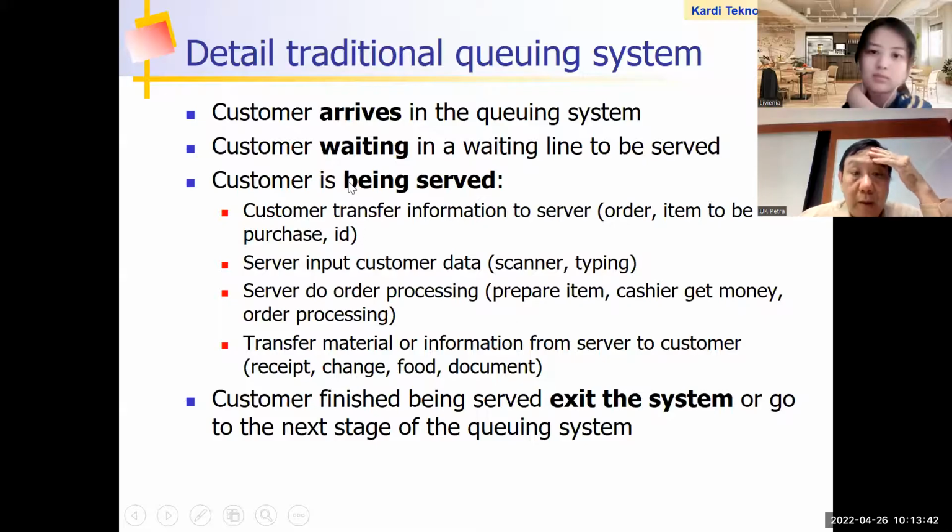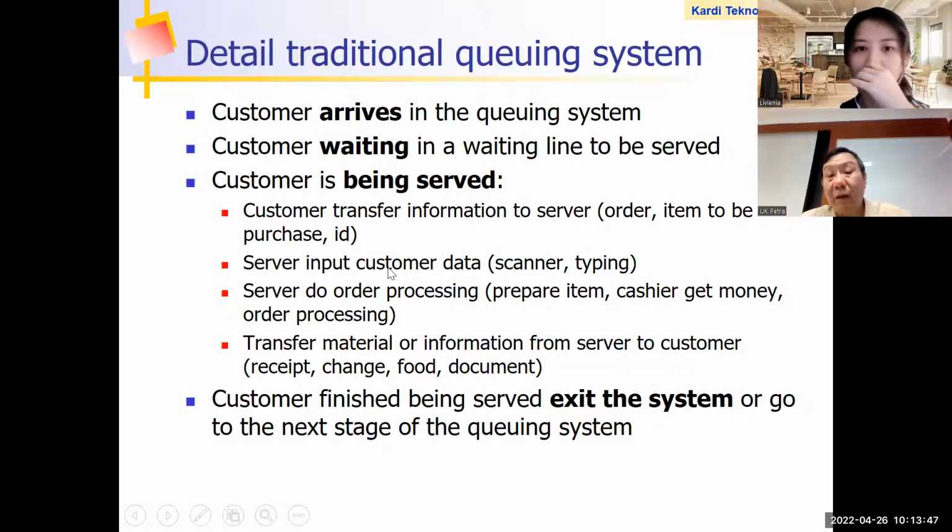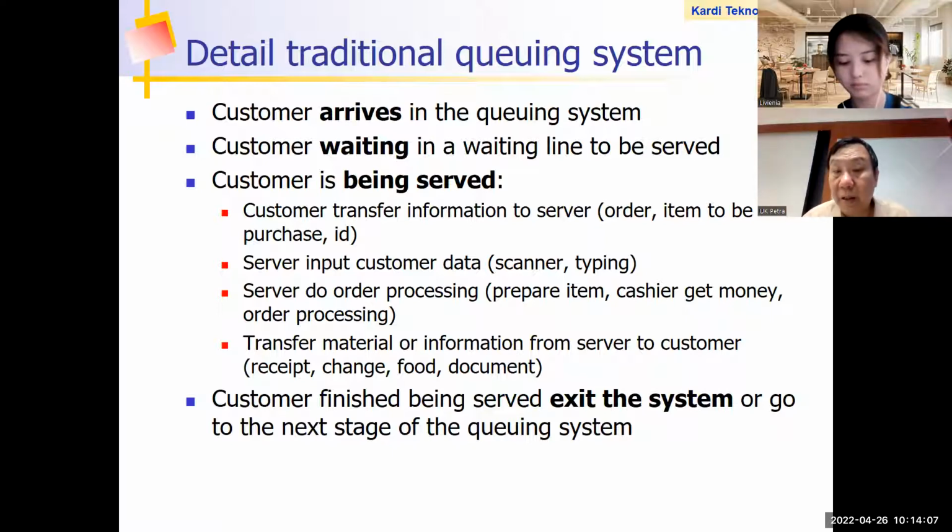While being served, the customer usually transfers some information to the server. For example, the order, the item to be purchased, the ID, and so on. Then the server will probably input this customer data, using a scanner or maybe typing the data, and then the server will do some order processing. For example, preparing the items. The cashier will get the money, and then the server will transfer the material or the information to the customer.